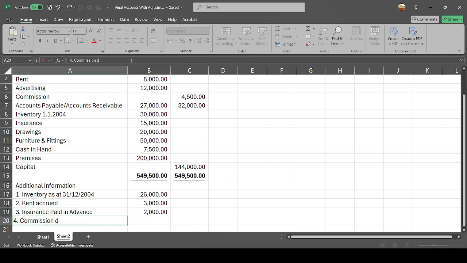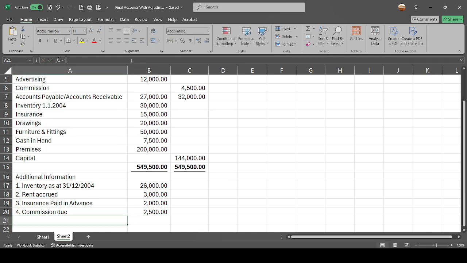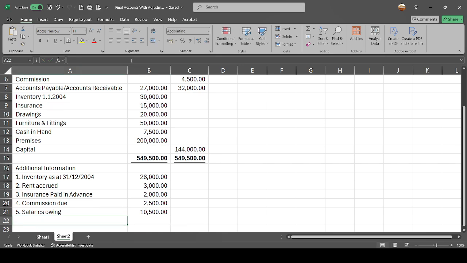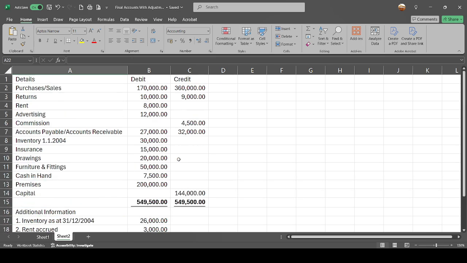Just write it there nicely: commission due, and the figure is 2,500. And then lastly, number 5 is salaries owing. The figure there is 10,500. So we are required to prepare a statement of comprehensive income, as in financial performance, and then the statement of financial position. So those are the things that we're required to do.